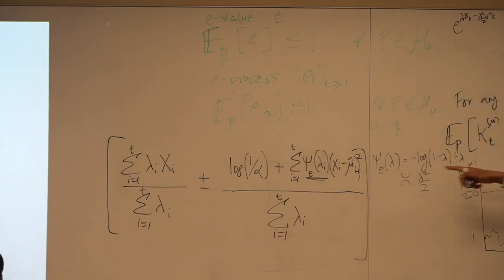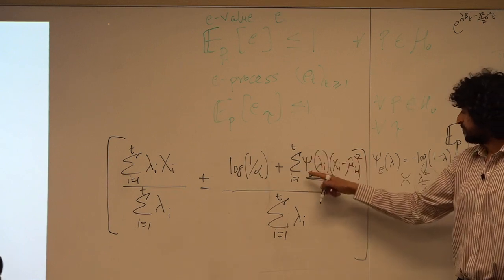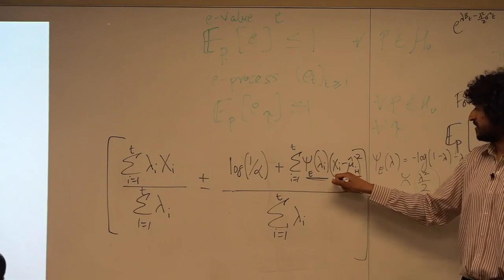Okay, so psi_E of lambda, we call it the sub-exponential psi function. It's actually related to the CGF of an exponential distribution and things of that kind. It's like the log CGF or something of that kind. But when you look at it, you should think, okay, it's roughly lambda squared by 2.